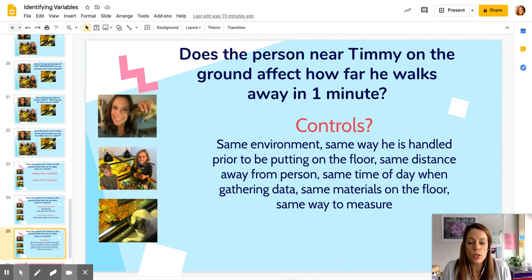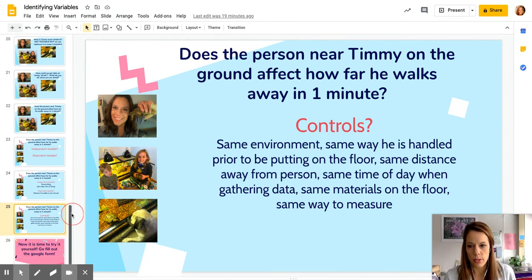If we're truly wanting to see which person actually makes Timmy more scared, or which one is going to cause him to go the farthest away from us, we want that to be the only thing that affects our results. We don't want it to be any of these other things. Again, these could be other experiments, but if we're only changing the person, whether it's Rory or whatnot, we want these things to be kept the same.